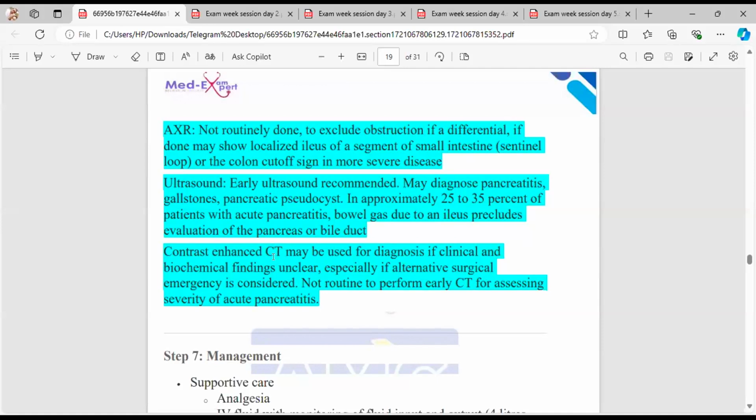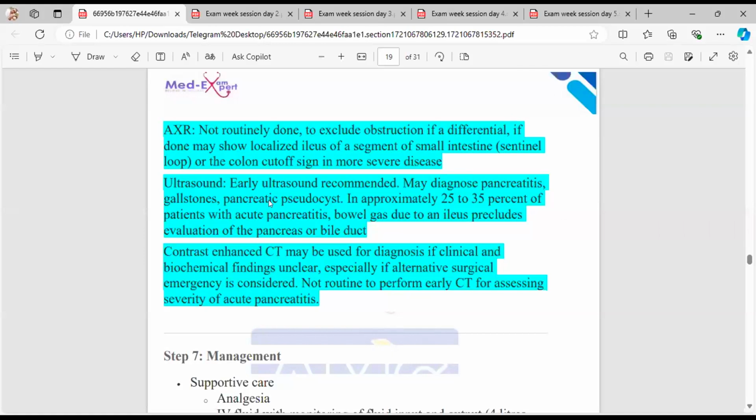Contrast enhanced CT may be used for diagnosis if clinical and biochemical findings are unclear, especially if alternative surgical emergencies are considered. It is not routine to perform early CT for assessing severity. We will not do an early CT, but we will do the CT. Contrast enhanced CT may be used for diagnosis if clinical and biochemical findings are unclear. It means that CT is the most diagnostic test. CT is the last test to confirm: if your other test, like serum lipase, comes normal, but you still think the patient has pancreatitis, now what can I do? You will do the CT scan. It is clearly mentioned here that if clinical and biochemical findings are unclear, then your next step will be CT.